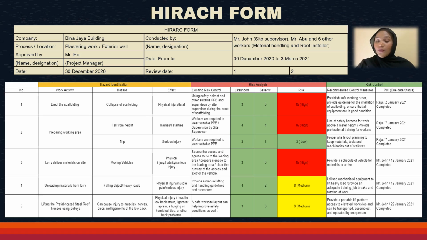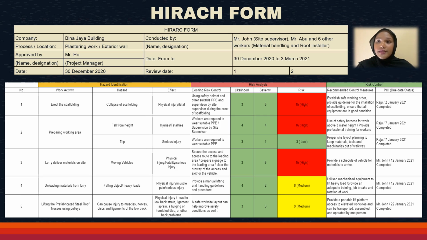Hi and Assalamualaikum. My name is Nur Hazwana Nabila binti Muhammad Desa. For this video, I want to give explanation about our HIRARC form. As we can see in this slide, there are three parts divided, which is hazard identification, risk analysis, and risk control. Based on this HIRARC form, there are 10 working activities involved.